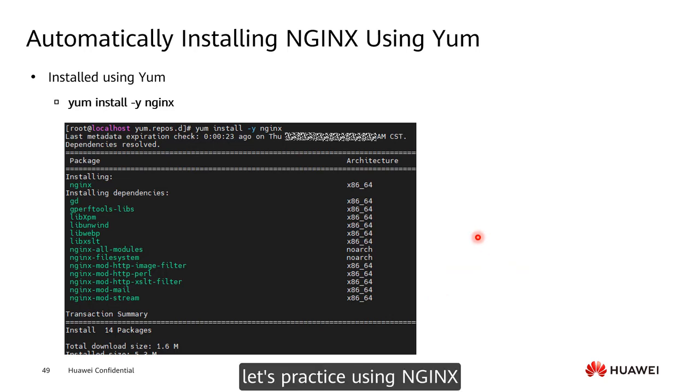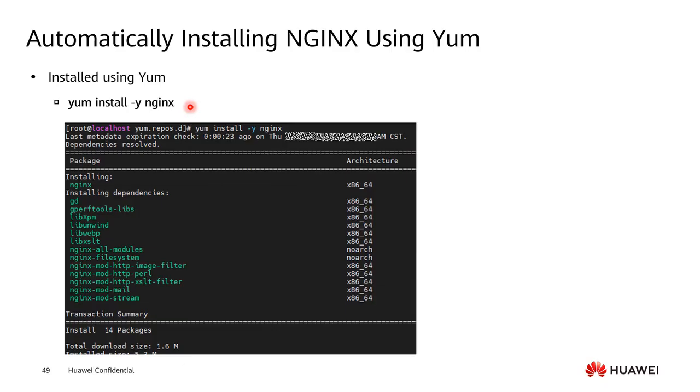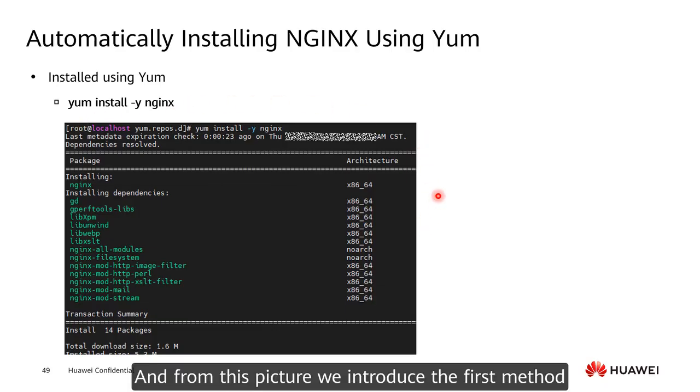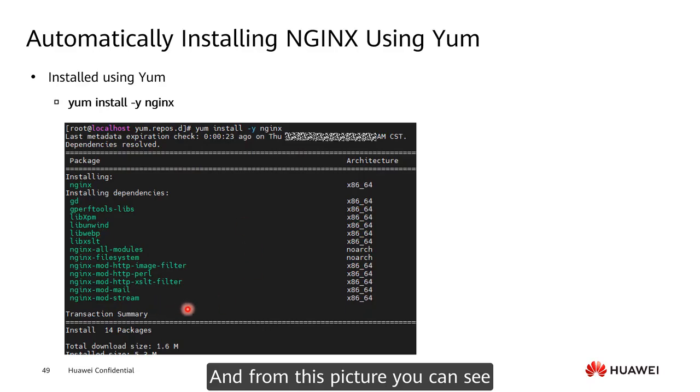And next, let's practice using Nginx. Nginx can be installed using yum or by compiling the source code. Like with other applications, yum is easy to install but lacks flexibility. Source code installation is the opposite. For this picture, we introduce the first method. We run the yum install -y nginx command to install Nginx. And from this picture, you can see that after the installation process completes, we can use Nginx properly.